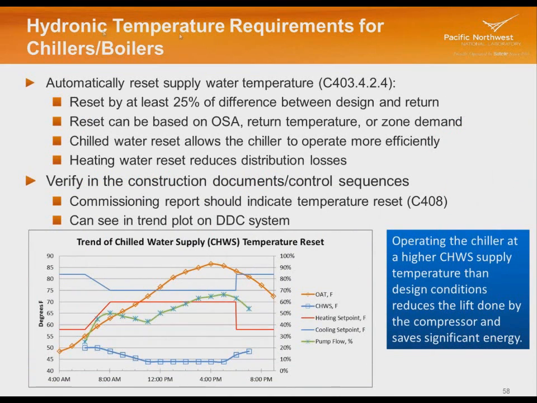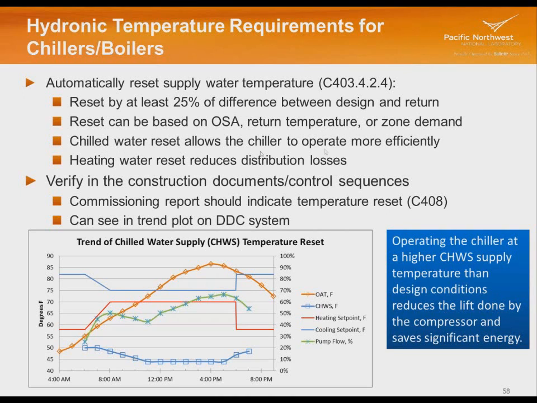Okay, let's talk about the hydronic temperature requirements for chillers and boilers. So we're required to automatically reset the supply temperature. And that's in the code, section 403.4.24. We need to reset by at least 25% of the difference between design supply and return. And that reset can be based on a number of things: outside air, return temperature, zone demand. There are a number of ways to do it, as long as it gets reset.